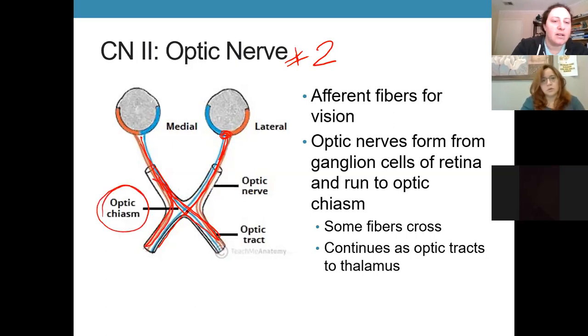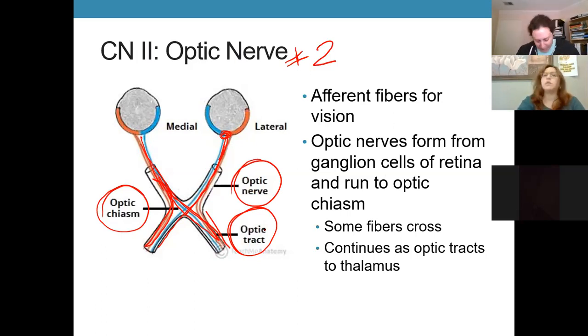But it forms a fun thing called the optic chiasm. And then after that, it's the optic tract, because now it's considered to be part of the central nervous system. So remember, nerve is white matter in the peripheral, tract is white matter in the central. And again, we'll talk about that more when we get to special senses. So those two are pretty straightforward. Obviously, it's going to get more complicated from there, because it can't all be that easy.